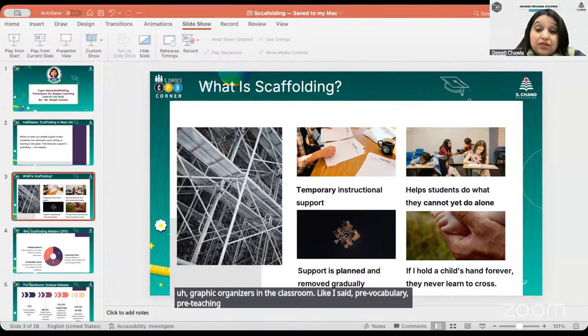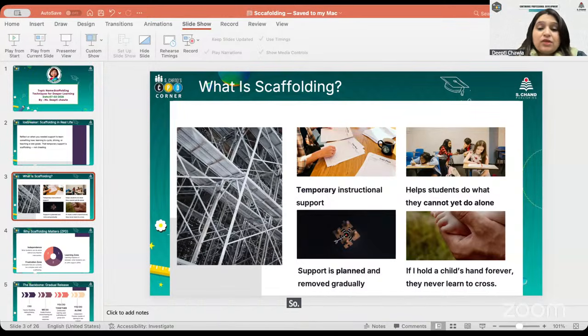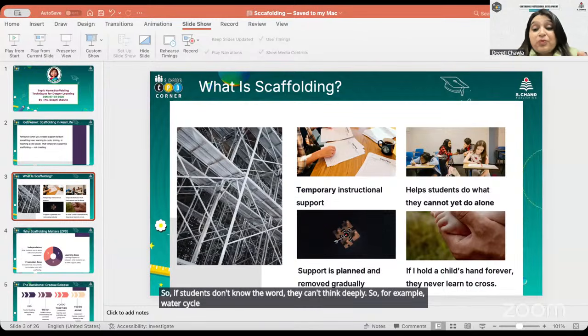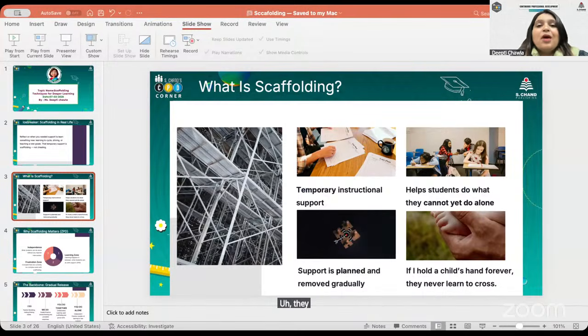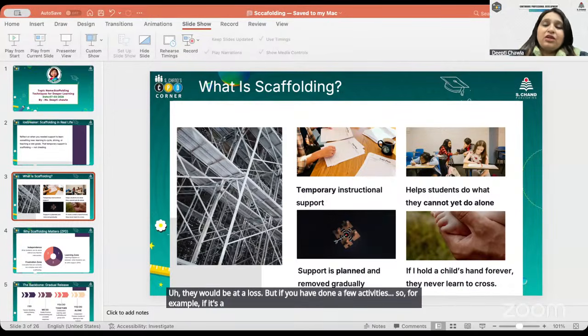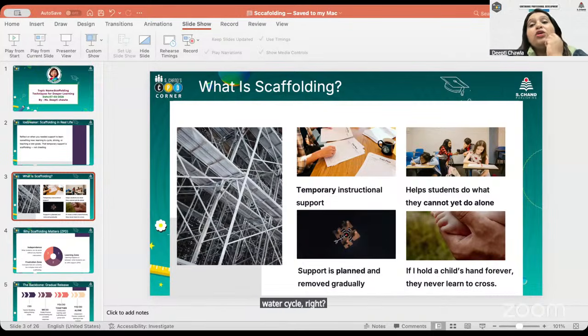pre-teaching vocabulary really helps. If students don't know the word, they can't think deeply. So for example, water cycle, evaporation, condensation, precipitation. Now you start teaching them without them knowing the meaning of these words in grade 2, grade 3, they would be at a loss. But if you have done a few activities, so for example, if it's a science class, let's say grade 2, grade 3, whenever you're teaching water cycle, right? If you simply show them by boiling water that water vapor is rising, you provide them with that visual and vocabulary input. This is evaporation.